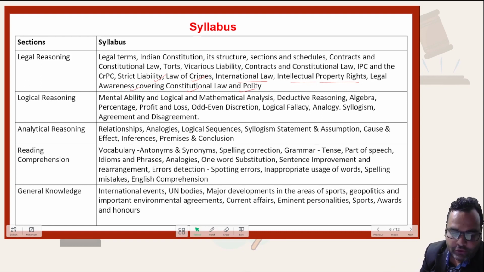Then in logical reasoning, you will have mental ability, logical and mathematical analysis, deductive reasoning, algebra, percentage, profit and loss, odd even discretion, logical fallacy, analogy, syllogism, agreement and disagreement.